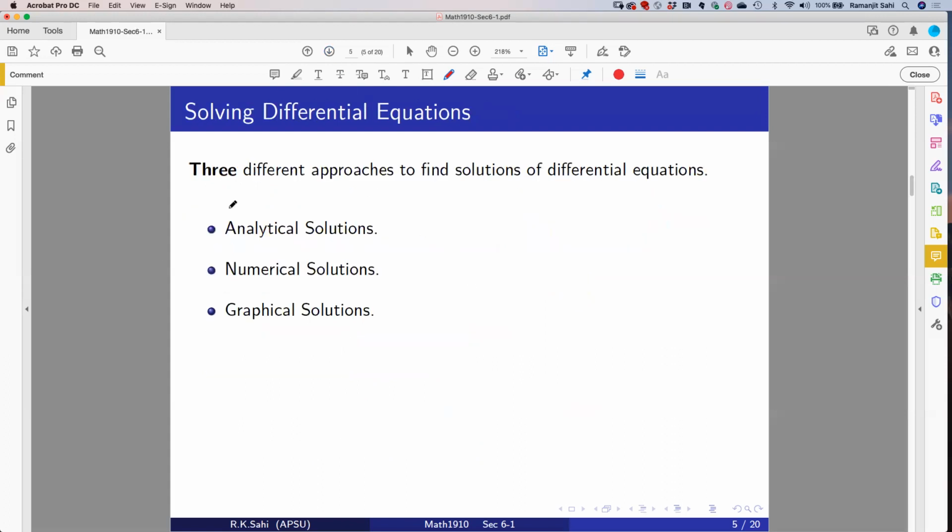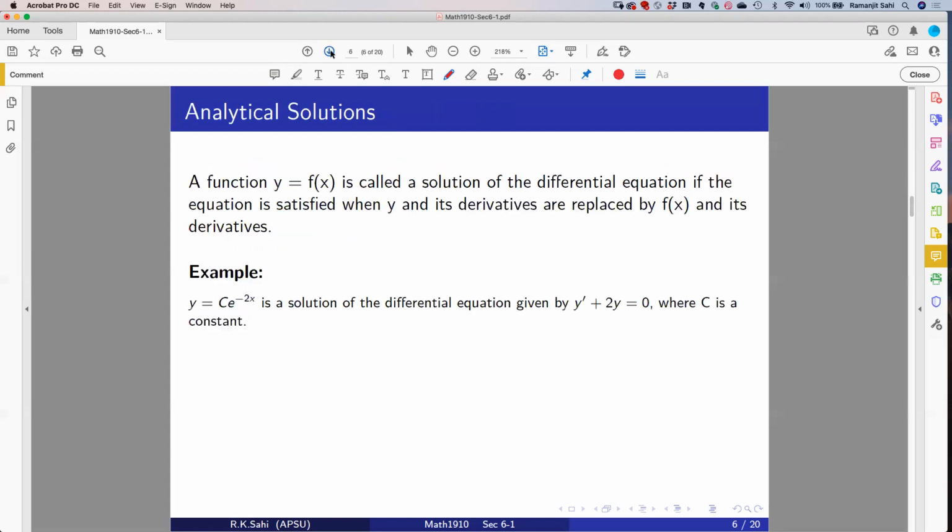Now, as I said earlier, we have learned previously the approach to finding solutions of these differential equations in the analytical way. This time, we're also going to be looking at the numerical way. And there's a third approach, which is called the graphical way of solving these differential equations. Our main focus will be on the analytical and the numerical approach to solving these differential equations.